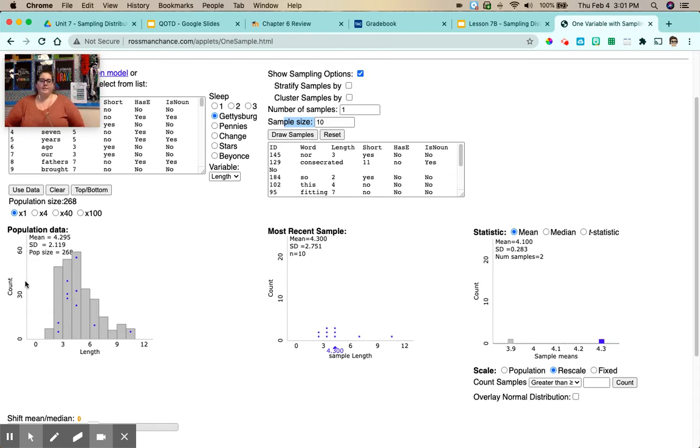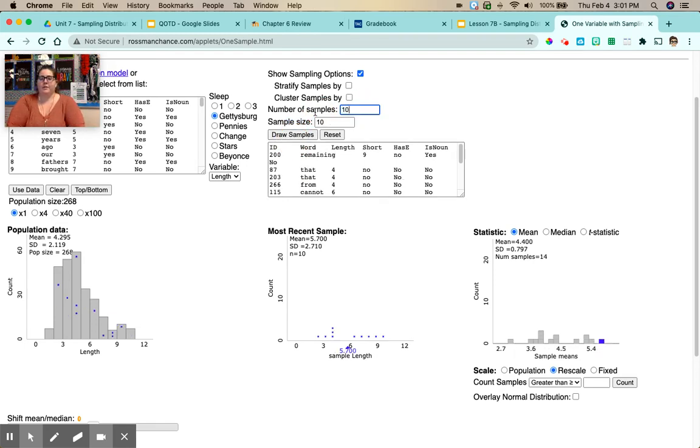So over here on the left side, you can see this is a histogram of the length of all of the words in the Gettysburg Address. So this is our population distribution. So when we pick random words from our population, this is the population that it's coming from. So I could continue to do this, right? I could continue to draw samples one at a time. This is a sample size of 10. Just keep going. But I'm going to make this a bit faster.